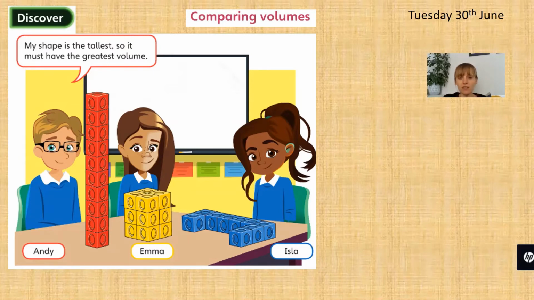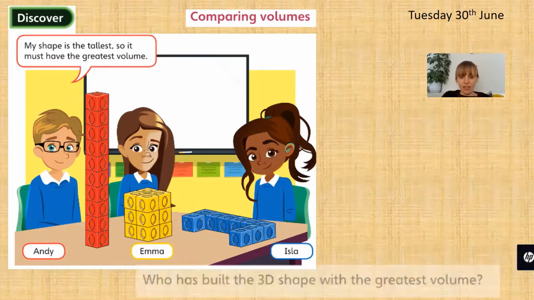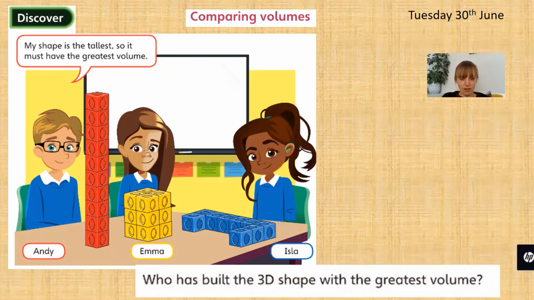Now they've all built different shapes using the unit cubes again, and Andy is saying my shape is the tallest, so it must have the greatest volume. Greatest meaning the largest volume. So let's have a look here. Who do we think has built the 3D shape with the greatest volume? Would you have the same guess as Andy, or would you think something else? Let's find out.